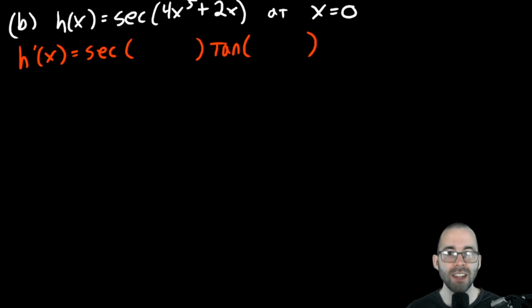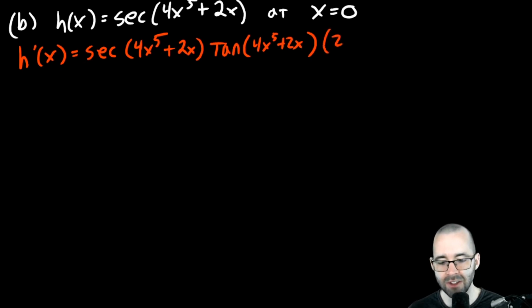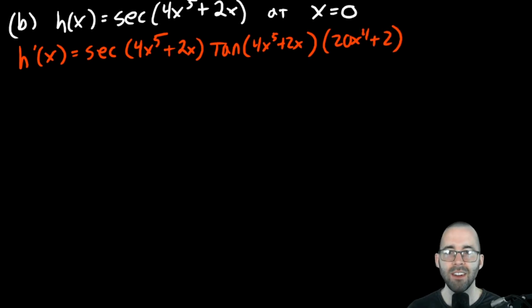But we have to leave the inside function alone. And this is really an example where this shortcut method is a little hard to follow. We multiply by the derivative of the inside function, which is 20x to the 4th plus 2. I think the blue method is going to make a lot more sense than this one.